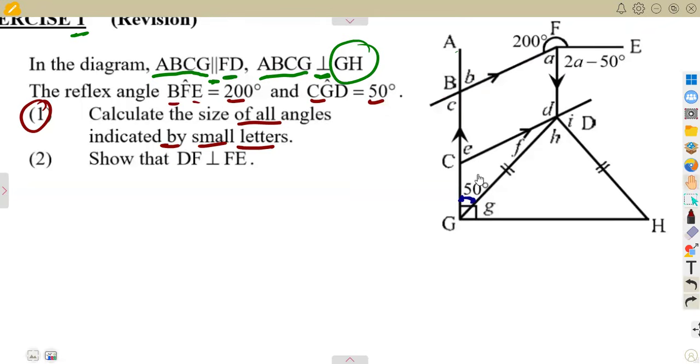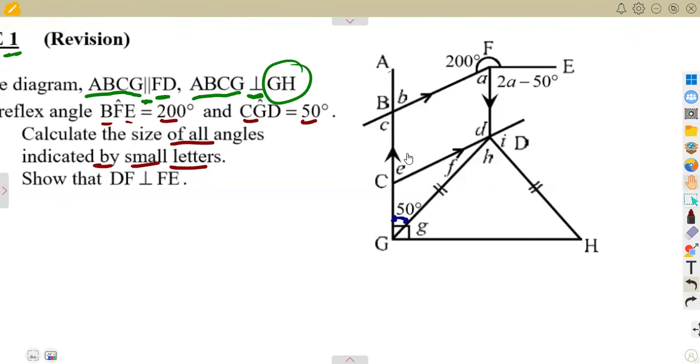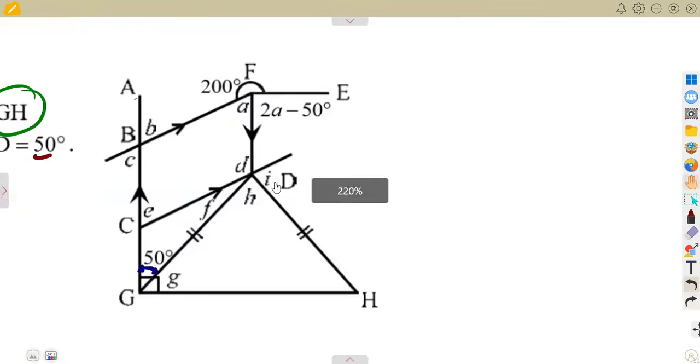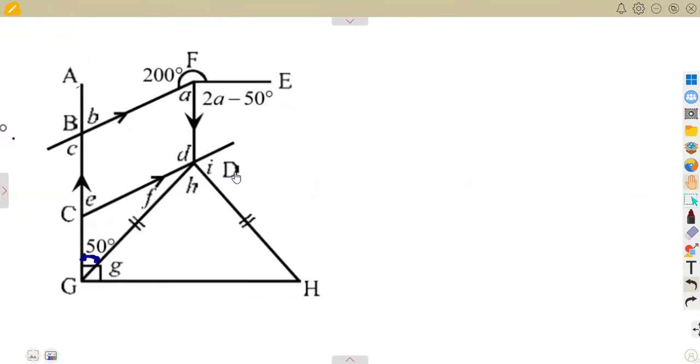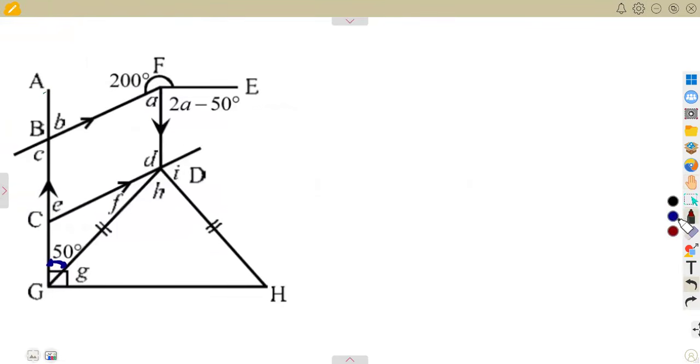Let us consider what we have. Let's start with the point where A is. This is the first part. Let's consider where this A is. There we are given this angle as A, and also we are given this as 2A minus 50. And this is 200 degrees.